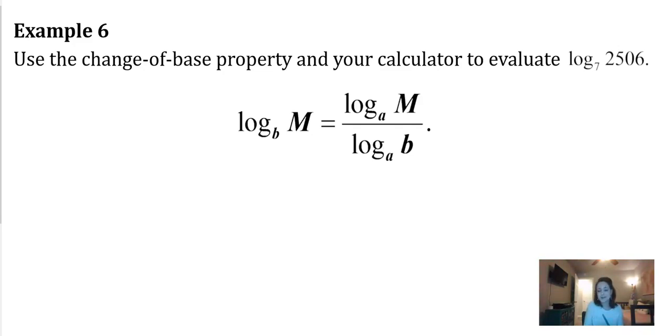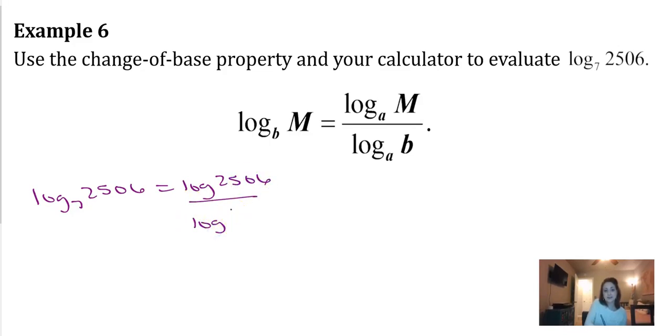So change of base property was something that was really handy dandy when we could not just type in any base into our calculators. So change of base says that if you have log base b of m, you can change this into log base a, where a is whatever valid base you want it to be, of m over log base a of b. Okay, so if I want to change log base 7 of 2,506, I can write this with, say, a base of 10. So log base 10 of 2,506 over log base 10 of 7.